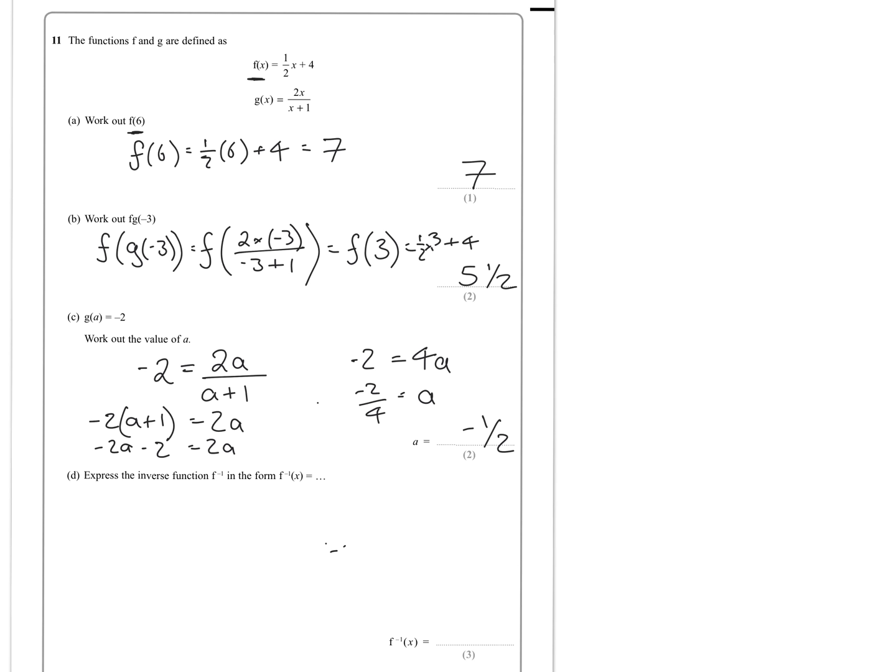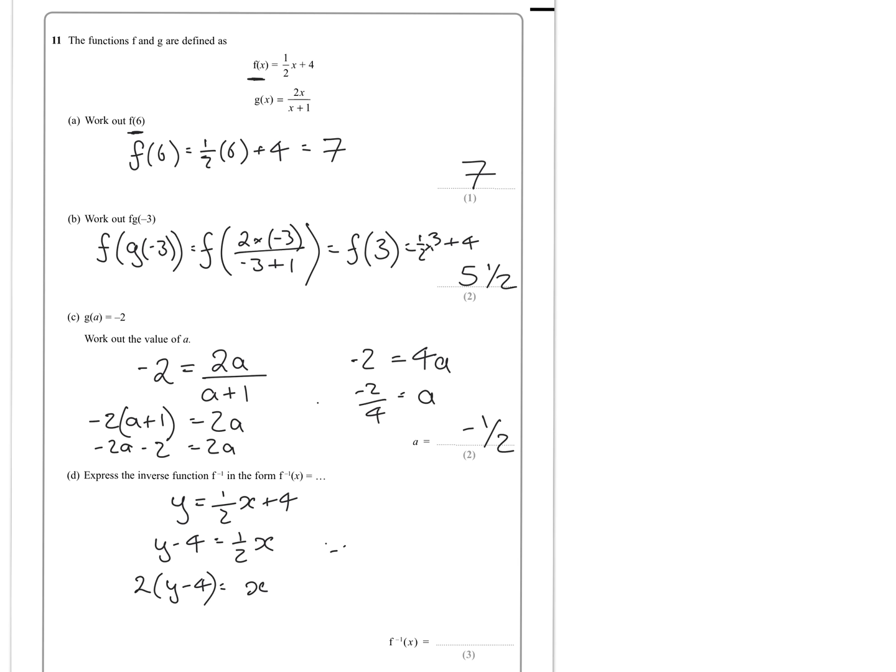But I'm going to show you an algebraic way of doing that and showing that that's what it is. And what we do is we write y equals a half x plus 4. And then we rearrange that equation to get what x equals. So we take 4 off both sides, and we get y minus 4 equals a half x. And we want to get x on its own, so I'm going to double it. It's 2 lots of y minus 4.